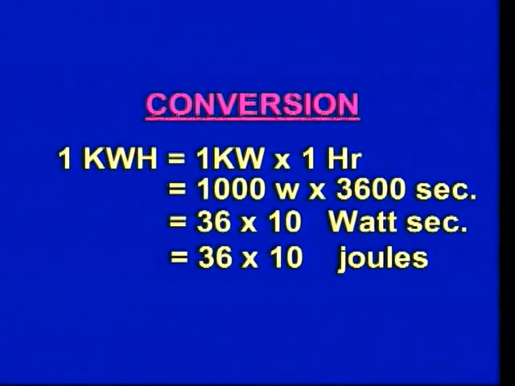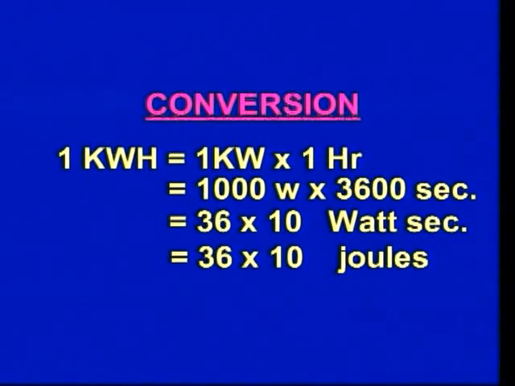1 kilowatt hour is equal to 1 kilowatt into 1 hour, that means 1000 watt into 3600 seconds. This becomes 36 into 10 power 5 watt seconds. Watt second means joule. So 36 into 10 power 5 joules. So instead of saying 36 into 10 power 5 joule, we can say simply 1 kilowatt hour, which is a larger unit. For example, say an electric heater of 500 watt rating is in operation for 10 hours.